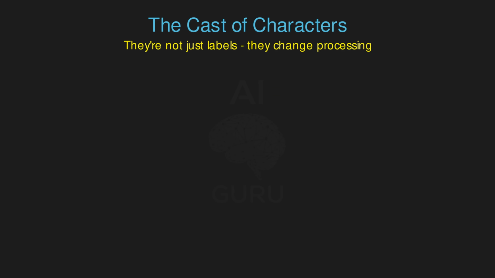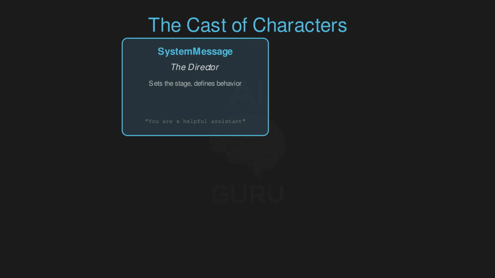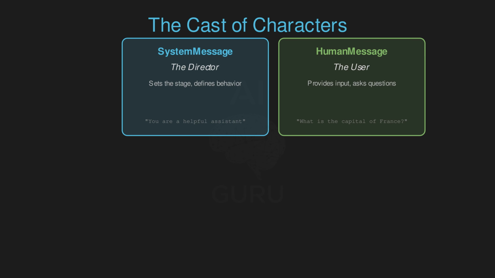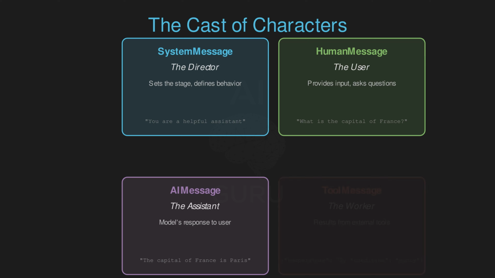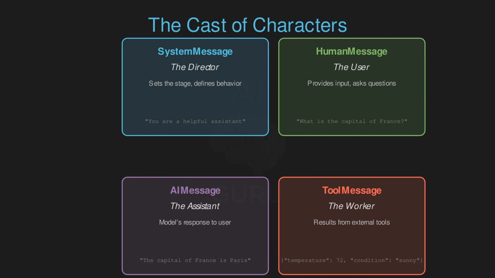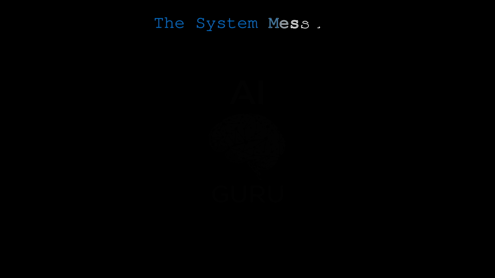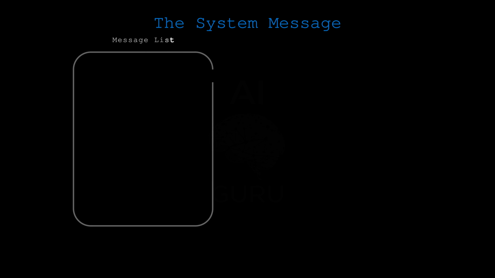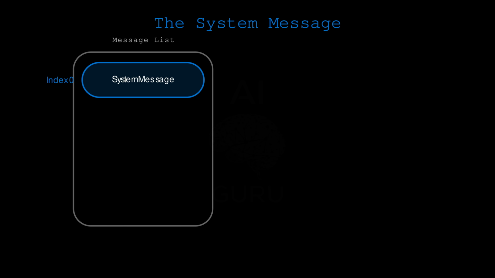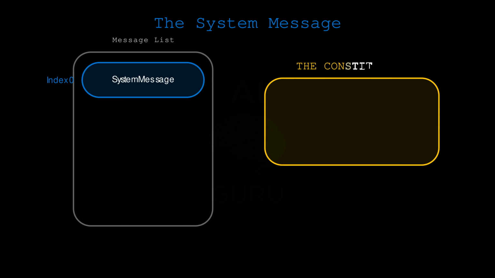That brings us to the cast of characters. Let's break these down because they aren't just labels, they actually change how the model processes the text. Let's start with the system message. This is the director of the play. It sets the rules. A system message typically sits at index 0 of your list. It says things like, you are a helpful assistant, or you reply only in JSON.